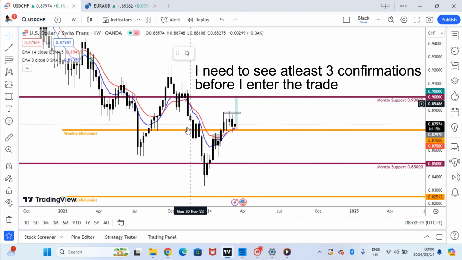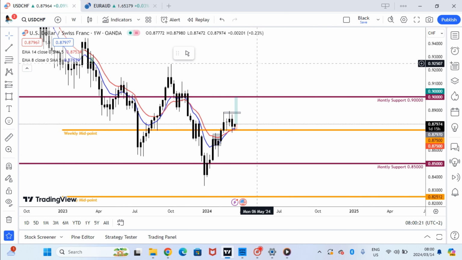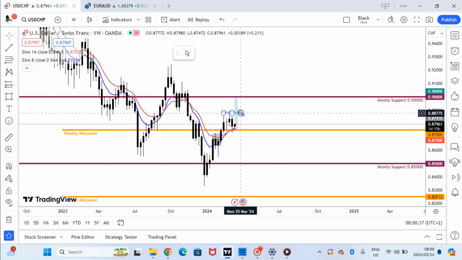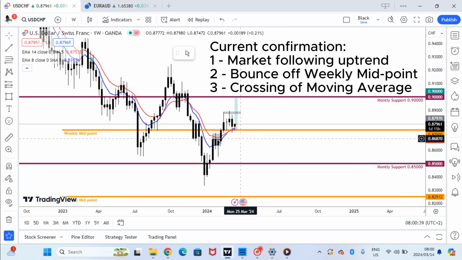Okay, so I can see price is currently on an uptrend, and I do see that it bounced off the weekly midpoint, and I do see that my moving averages have crossed, the blue has crossed over the red, meaning that the price is now on the uptrend, right? That's my first confirmation: the uptrend. So I'm following the trend. My second one is the bounce off the weekly midpoint. And my third one is the crossing of the moving averages.